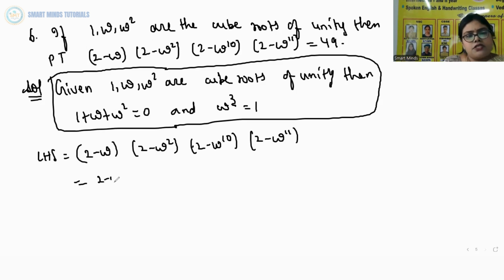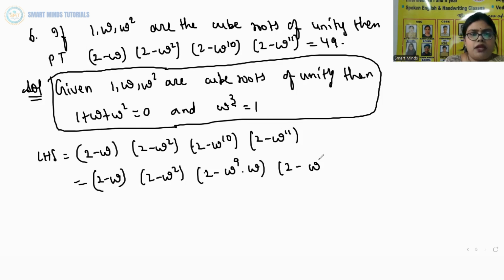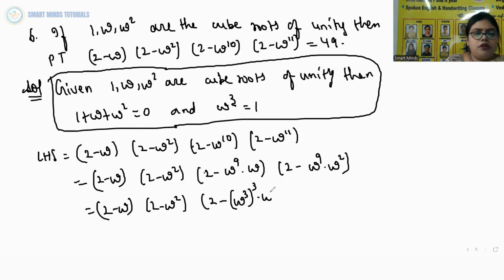Okay. First two brackets I am not disturbing. Now in the third bracket I can write omega power 10 as omega power 9 into omega. Then omega power 11 as omega power 9 into omega square. Now again first two brackets I am not disturbing. The third bracket omega power 9 we can write omega cube whole cube into omega. Then here also omega power 9 we can write omega cube whole cube into omega square. Now we already know omega cube is 1.